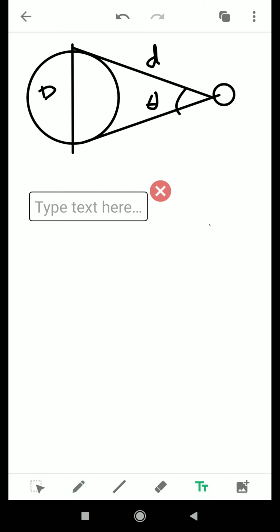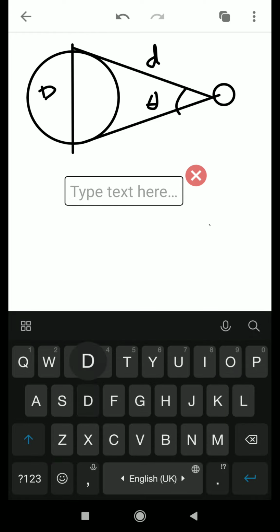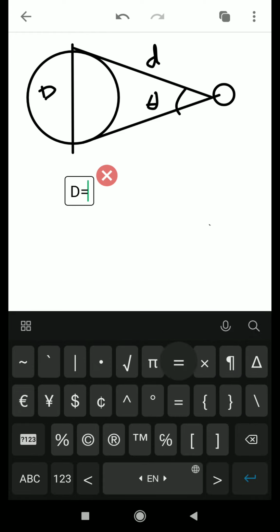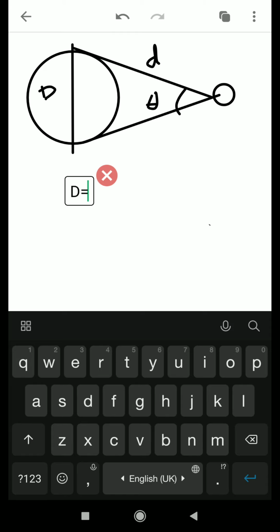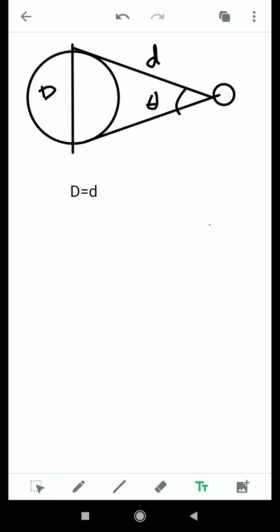So we can write here capital D equal to small d into theta. Theta is in radian. If you know any two of them, you can easily find the other from this equation.